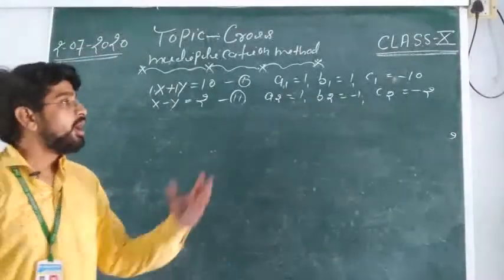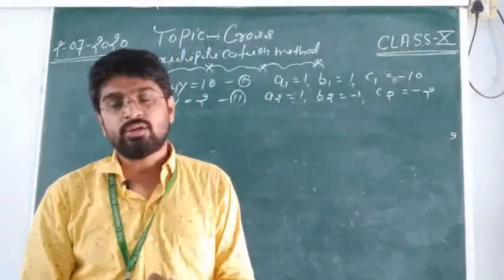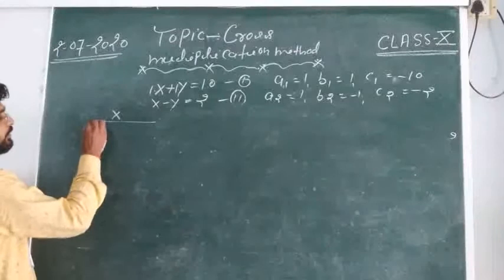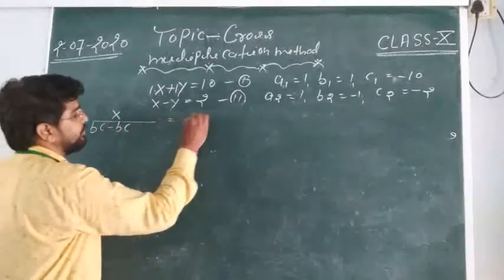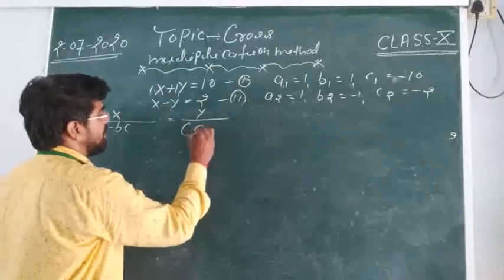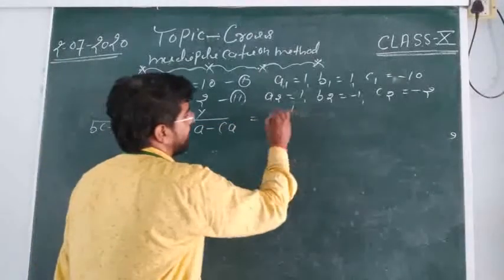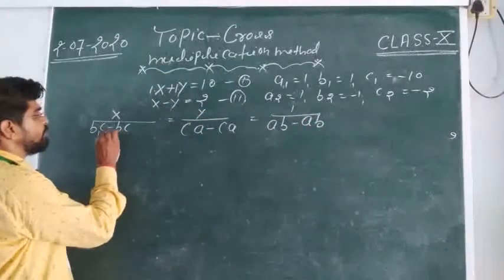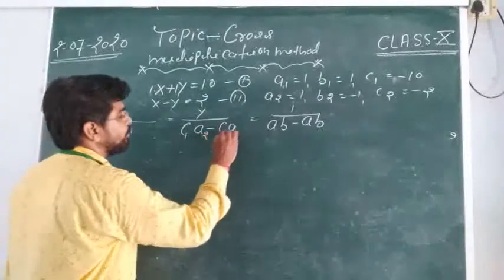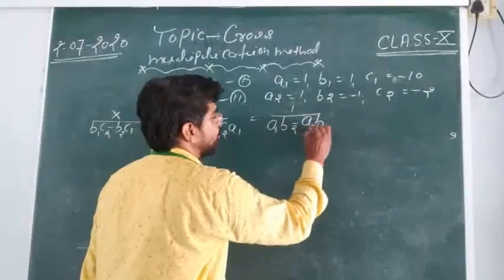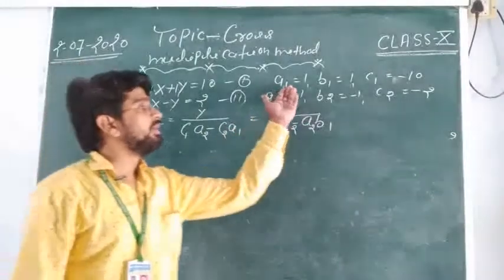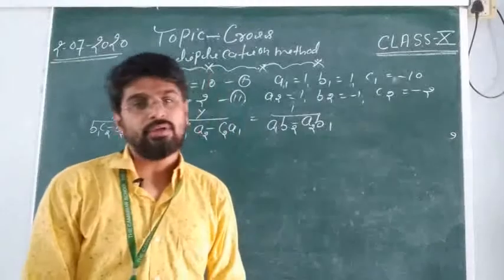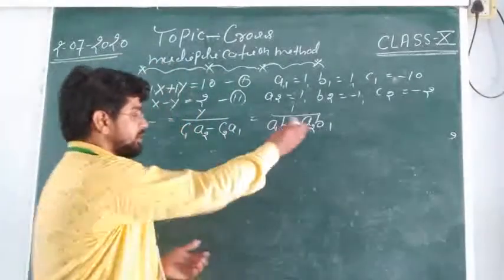Now students, how can we find the value of x and y using the cross multiplication formula? Firstly I am writing the formula here: x upon B1C2 minus B2C1 is equal to y upon C1A2 minus C2A1 is equal to 1 upon A1B2 minus A2B1. Now write 1 2 2 1, 1 2 2 1, and 1 2 2 1. And see, I wrote here the values of A1 B1 C1 and A2 B2 C2. Now students, we will put the values of A1 B1 C1, A2 B2 C2 in the formula.